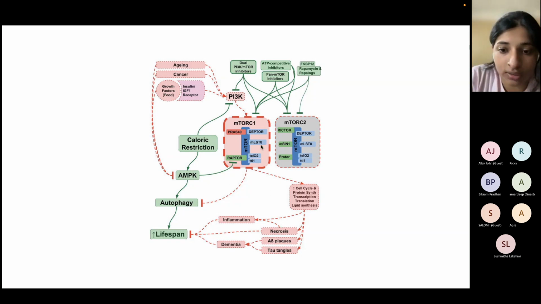Now, again, if mTOR is more active, then there is increased cell cycle, increased protein synthesis, and ultimately increased inflammation. Again, inflammation is not very favorable for increased lifespan, and this will reduce the lifespan. There is also production of these plaques, these tau plaques that are commonly seen in Alzheimer patients, or necrosis, which is a necrotic form of cell death that we saw as just a burst cell death, again resulting in inflammation, ultimately causing a reduction of lifespan.